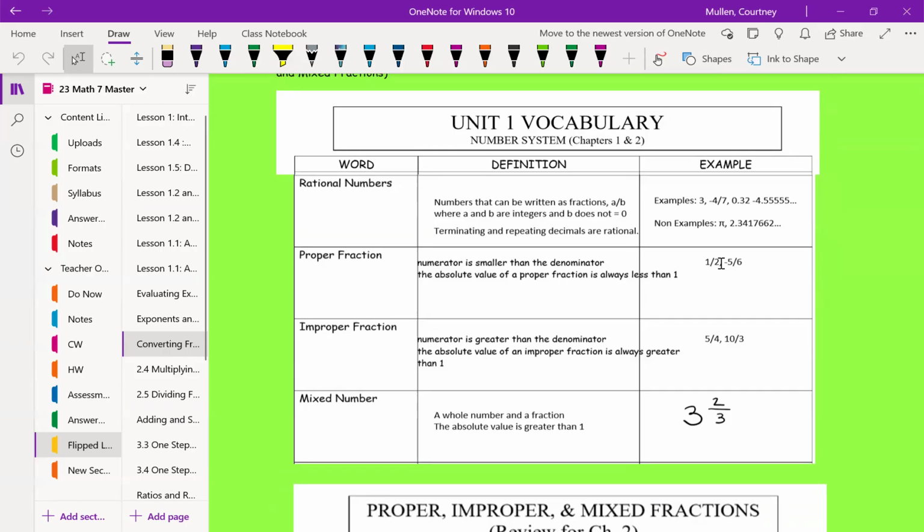A proper fraction, which you're probably familiar with: the numerator is smaller than the denominator, and the absolute value of a proper fraction is always less than 1. An improper fraction: the numerator is greater than the denominator. The absolute value of an improper fraction is always greater than 1. And a mixed number, a whole number and a fraction, its absolute value is greater than 1. Pause the video and write down these 4 vocabulary words and definitions and examples on your paper.